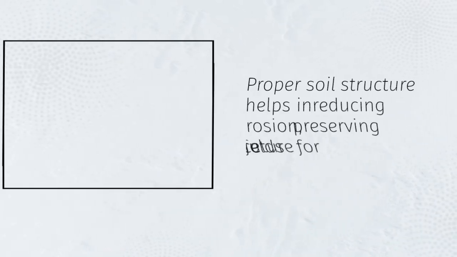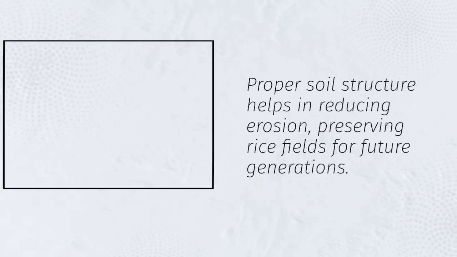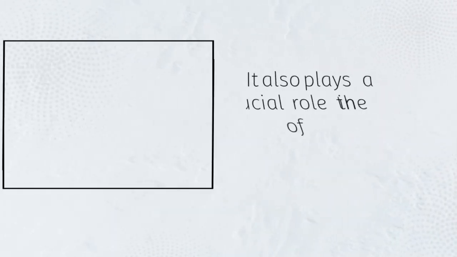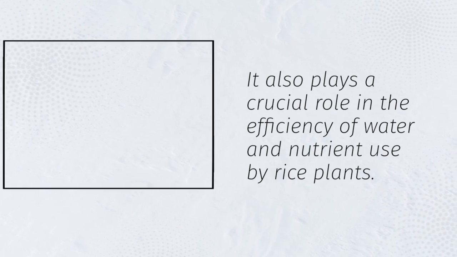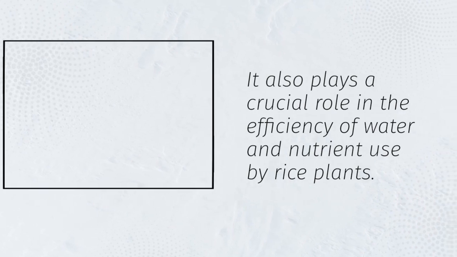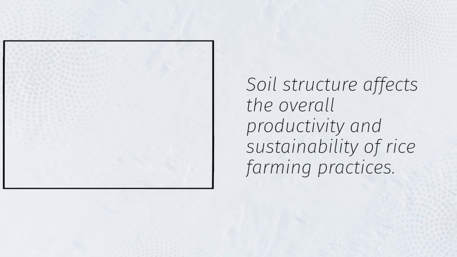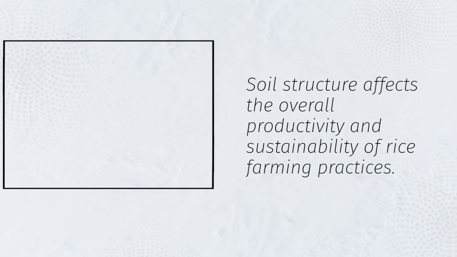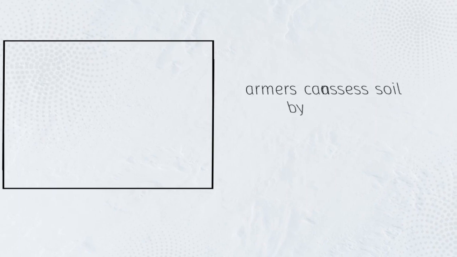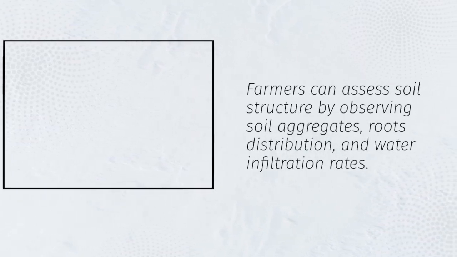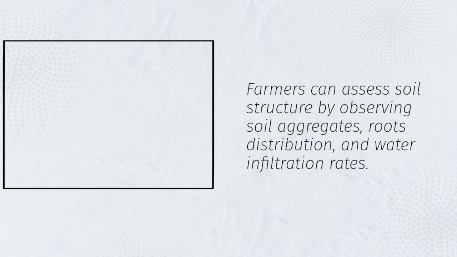Proper soil structure helps in reducing erosion, preserving rice fields for future generations. It also plays a crucial role in the efficiency of water and nutrient use by rice plants. Soil structure affects the overall productivity and sustainability of rice farming practices. Farmers can assess soil structure by observing soil aggregates, roots distribution, and water infiltration rates.